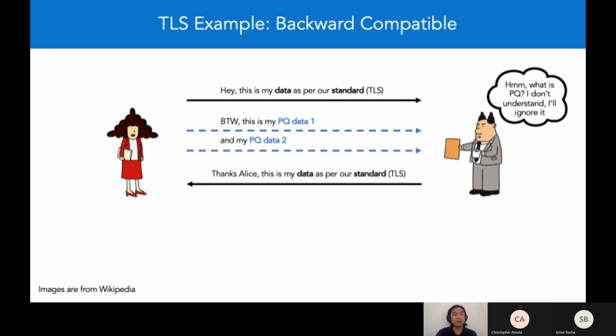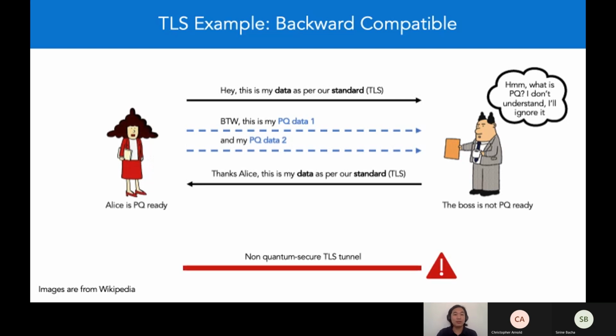Here, Alice at this point will have to make a decision whether or not she wants to continue talking to the boss or drop the connection. It is a policy that she has, so it's up to her what she wants to do with it. If she decided to continue, then she will fall back to the standard TLS 1.3 that is not quantum safe, but they will be able to talk.